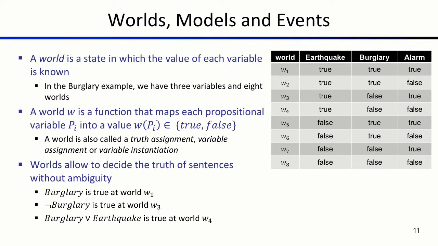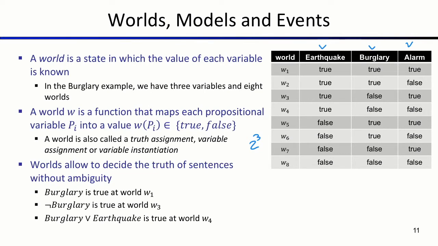We can take our example that we have been working with in this lecture, the burglary example, where we have three variables: earthquake, burglary, and alarm. So we have 8 possible worlds, in which each world has a different combination of values true and false for each of the variables. So we have 2 to the power of 3, which is 8, showing all possible worlds in this setting.